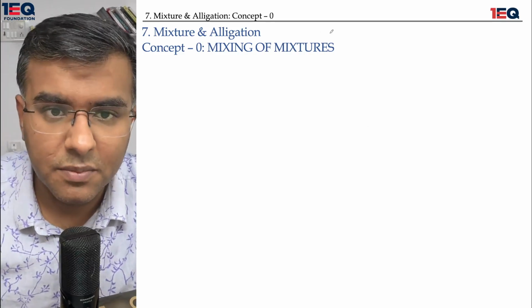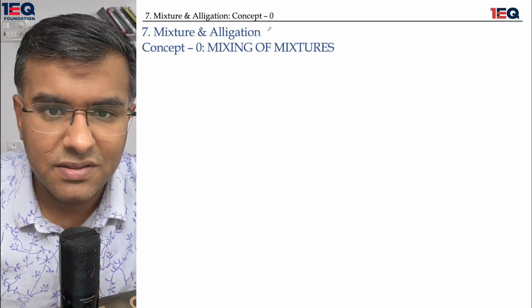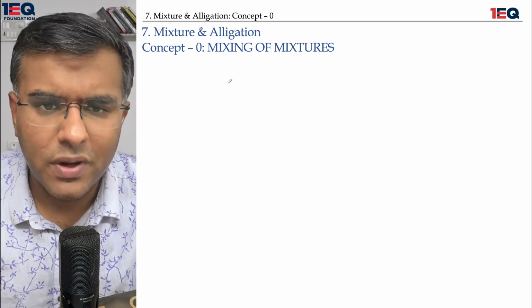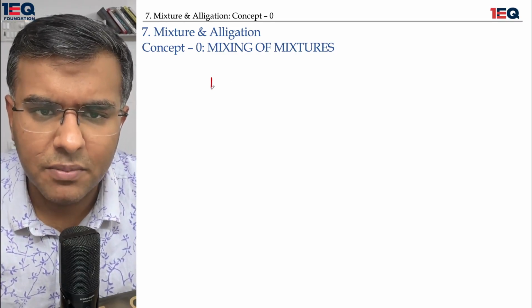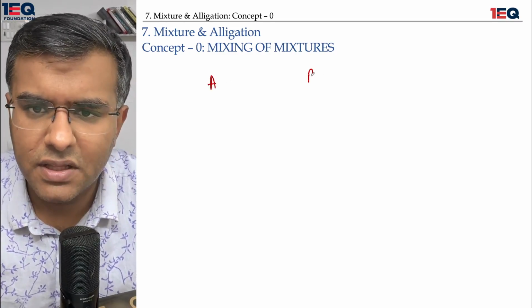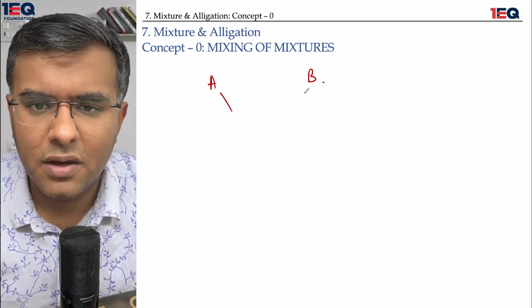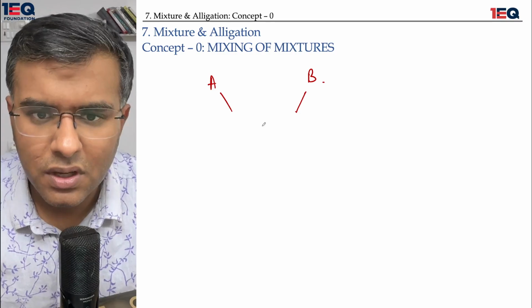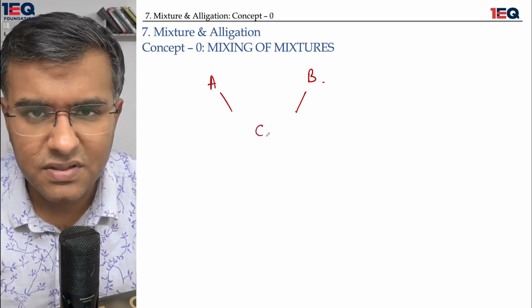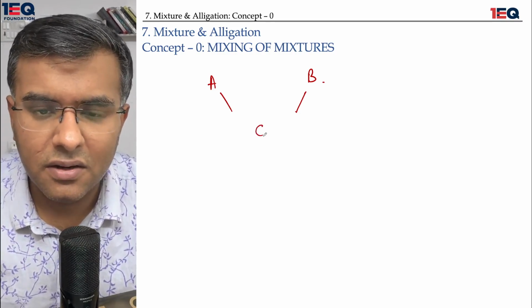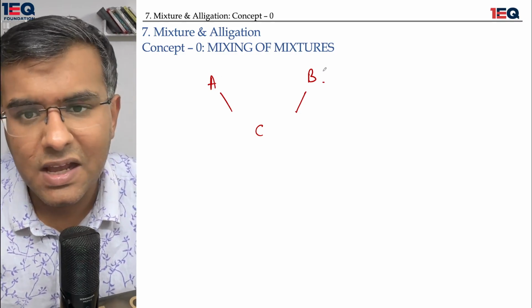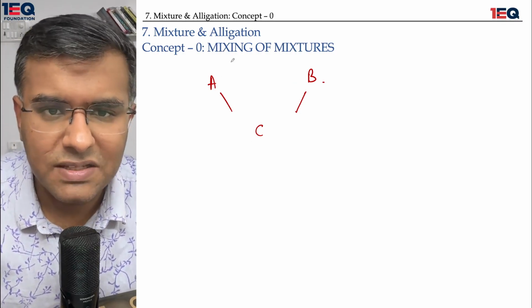So we'll be starting with mixtures and allegations. See, what happens here is that we have one mixture, let's assume that's A, and we have another mixture, B. Both of them are mixed in some sort of a ratio, and then a third mixture C is formed, and that third mixture C has the contents of A as well as that of B. So that is when mixing happens.